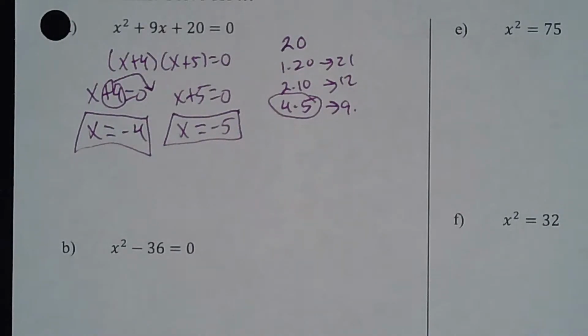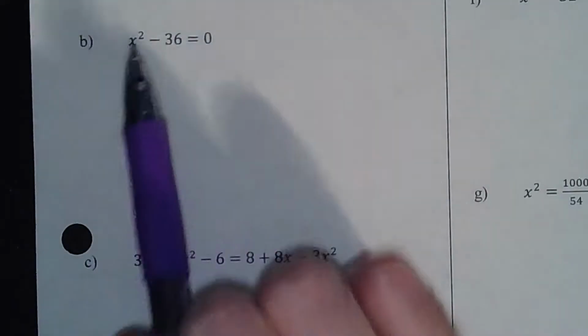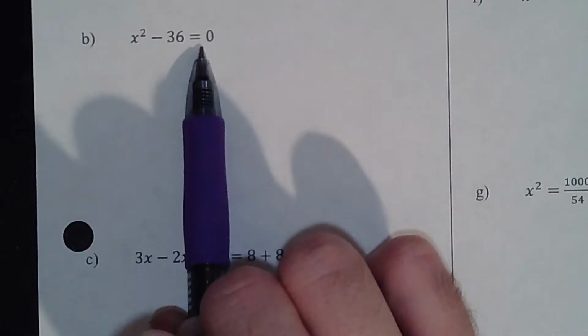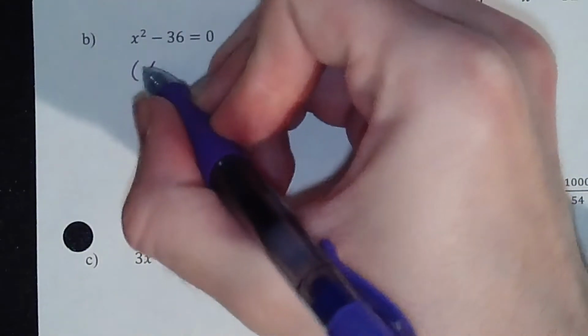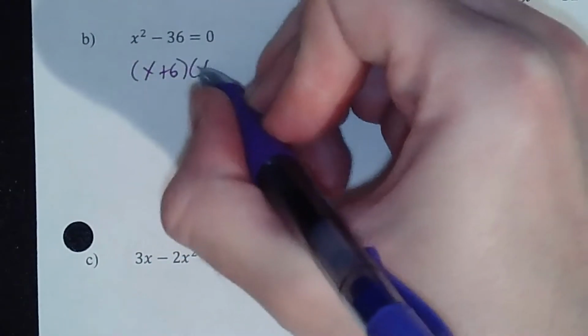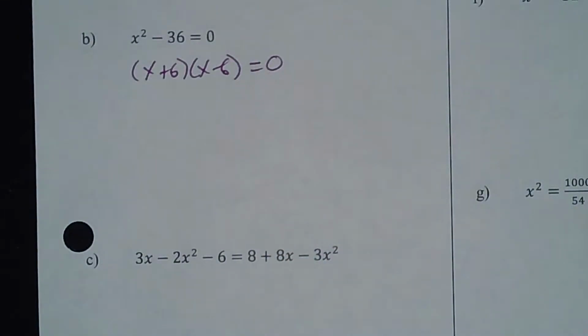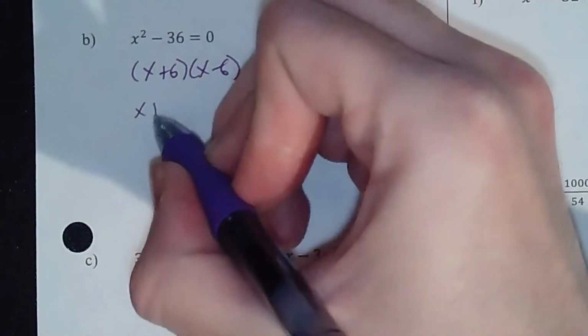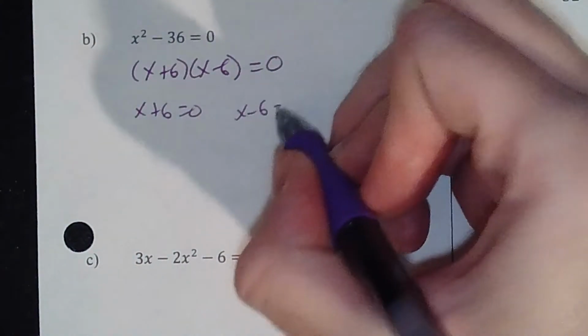Okay, letter B. This is actually factoring again. This is called difference of two squares. You just got to remember, if this guy is a perfect square and this guy is a perfect square, then what we're doing is making it like this. We got x plus 6 times x minus 6 equals 0. And therefore x plus 6 equals 0 and x minus 6 equals 0.